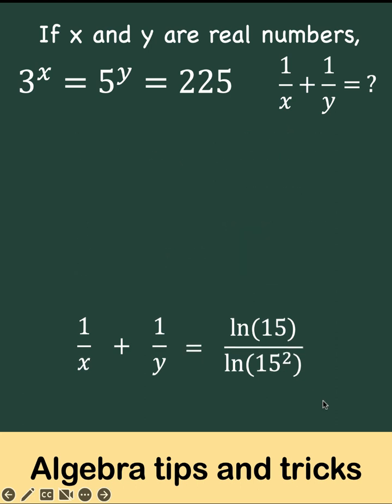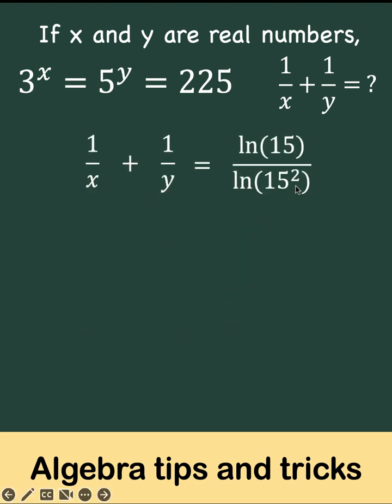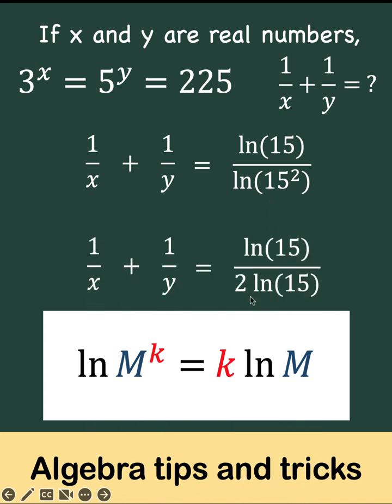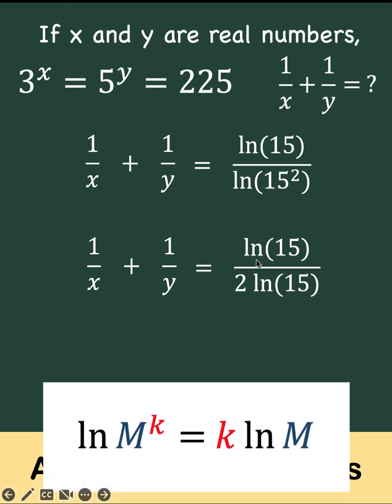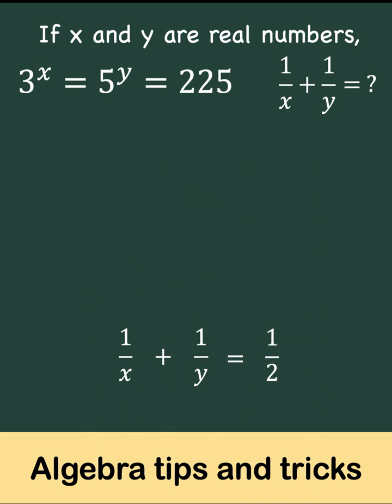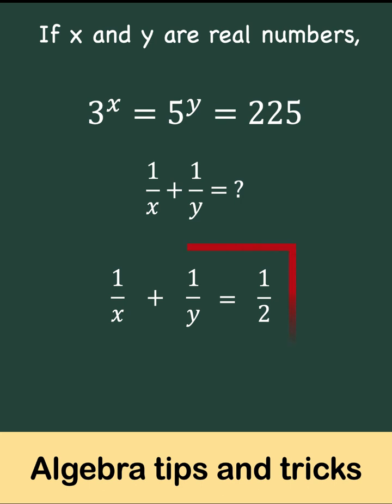Then simplifying, notice again that we have an exponent here. So let's recall the property that we used already. We can now write this 2 as the coefficient of ln of 15 to arrive at this denominator. And notice now that ln of 15 and ln of 15 are the same. So dividing ln of 15 by ln of 15, the numerator becomes 1, and therefore 1 over x plus 1 over y equals 1/2. And this is now our final answer. Our final answer is 1 over x plus 1 over y is equal to 1/2.